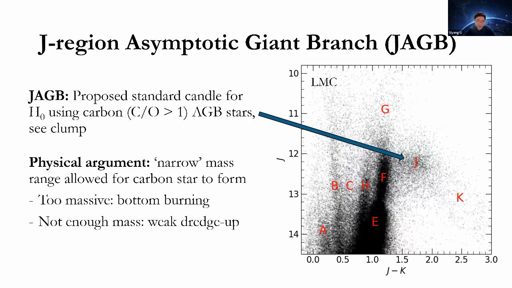Now, I will note that this argument might not actually apply to all the carbon stars in the J region. In addition, there are additional considerations such as metallicity, which might change the mean magnitudes of the carbon stars, or it might change the limit imposed by the bottom burning effect. And I'll talk about that more later in this talk.